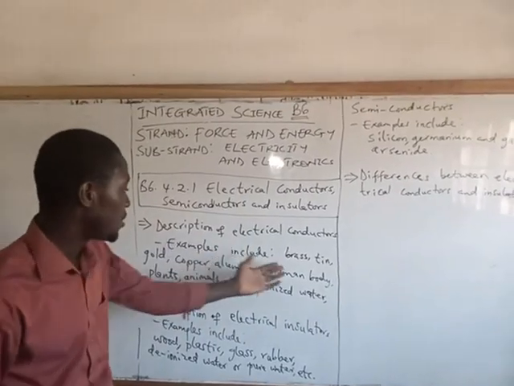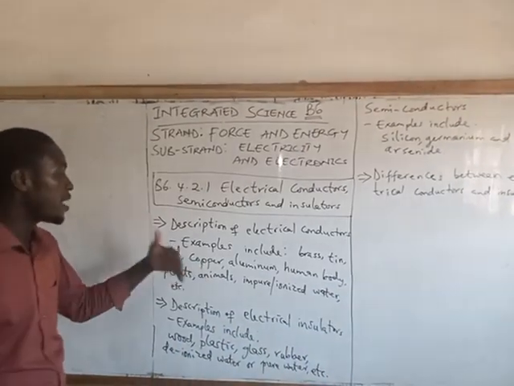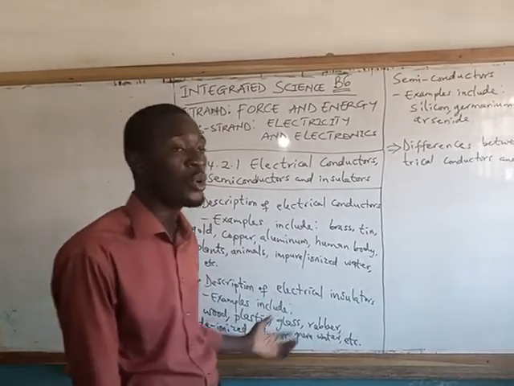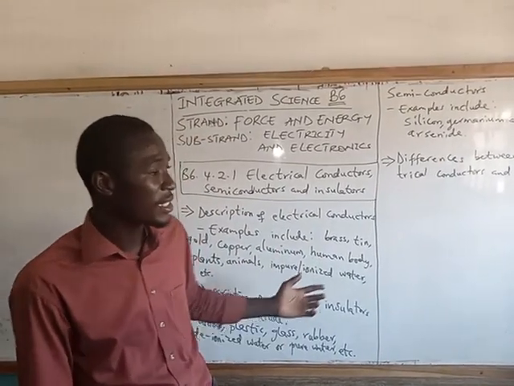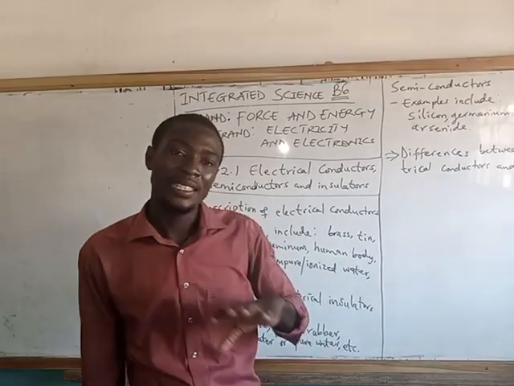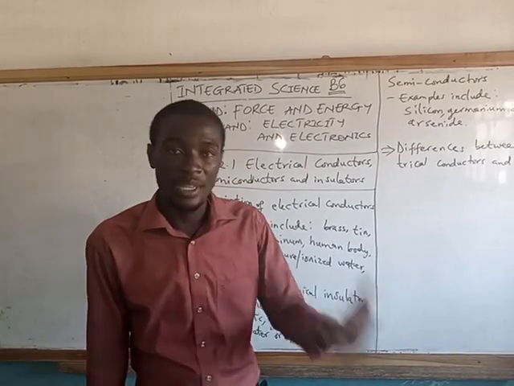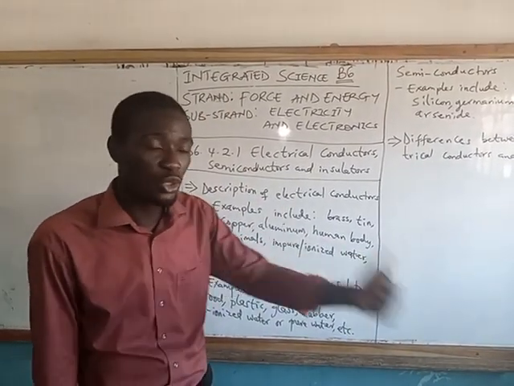We have brass, tin, gold, copper, aluminum, the human body, plants, animals, and impure or ionized water. Why am I mentioning all these things? In general, all metals are electrical conductors, but it's not only metals that can conduct electricity. We also have the human body, which is able to conduct electricity.